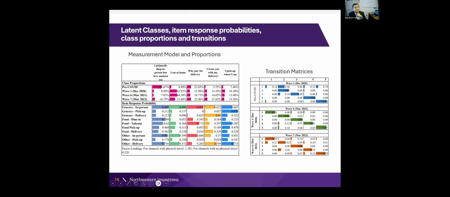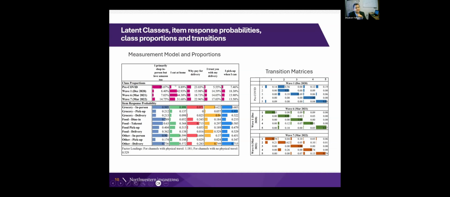What is interesting is the fourth and the fifth class, where you see that the probability of grocery delivery is very high, the probability of non-food item delivery is very high, and in the fifth class, the probability of grocery pickup is very high. This is what the classes look like, and what we want to understand is how these behaviors have changed over time.